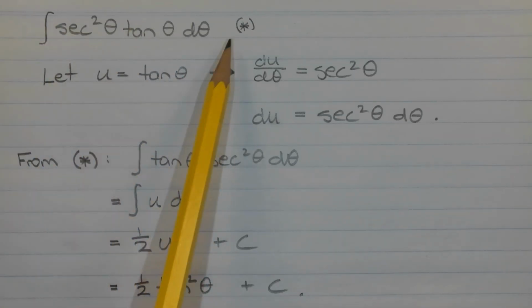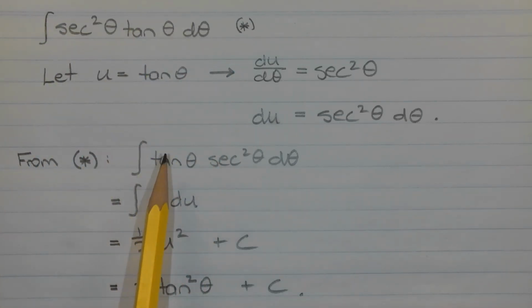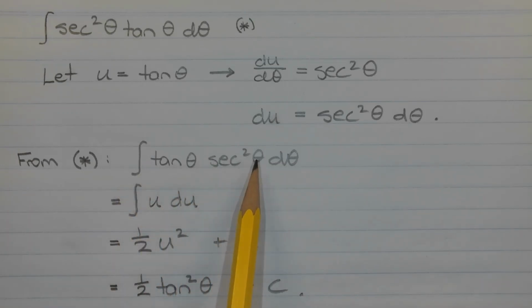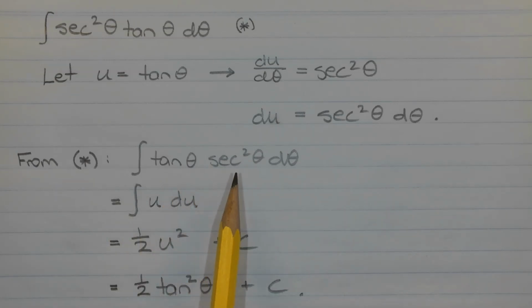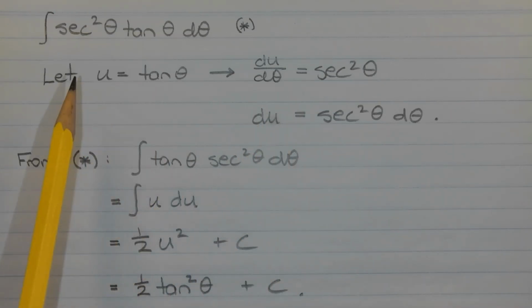Now from this line here, I can write the integral as the integral of tan theta sec² theta d theta. Since we're multiplying these two terms, I can swap them around using the commutative law. That just makes my explanation a little bit easier. Now we can replace the sec² theta d theta with the differential du, and tan theta can be replaced with the variable u. So the integral written in terms of u is the integral of u du.